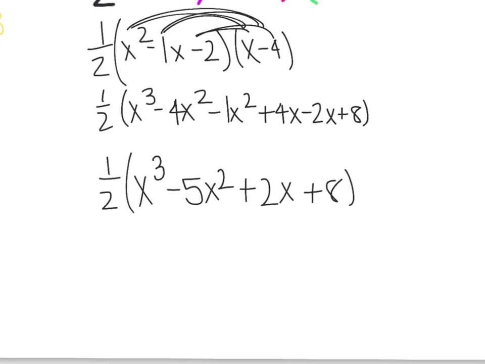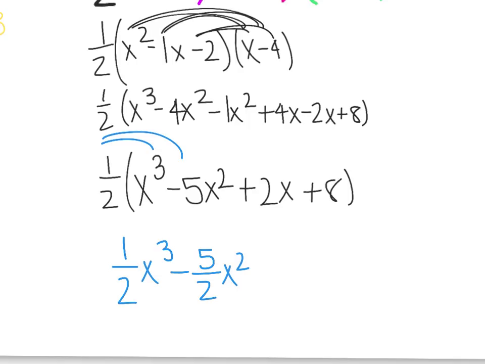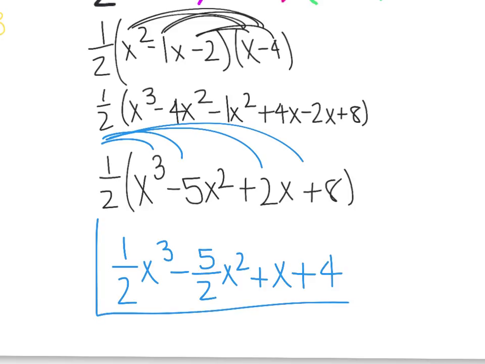And now I get to distribute the 1/2. 1/2 times x cubed, I'd have 1/2 x cubed minus 5/2 x squared plus 1x plus 4. And that would be my entire polynomial.